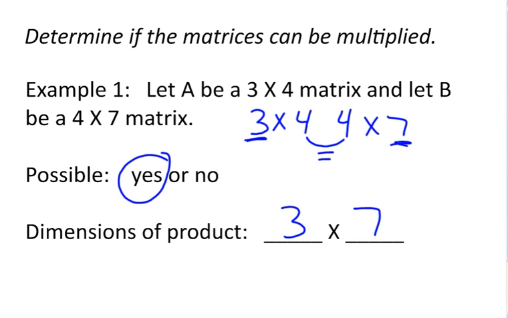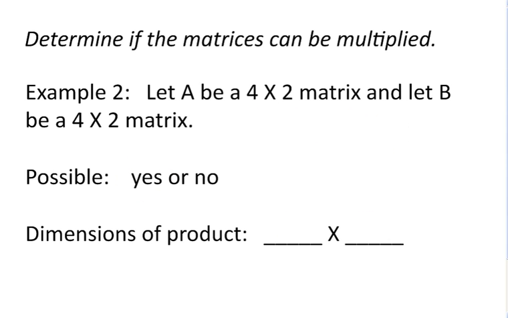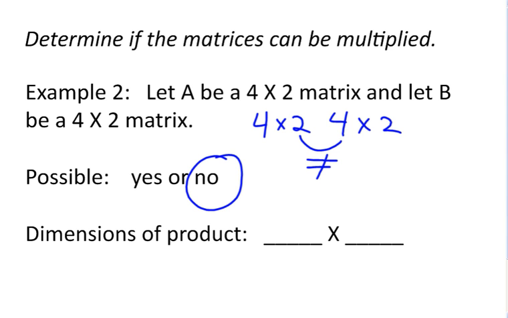All right, let's take a look at the next example. Let A be 4 by 2, so write it 4 by 2, and B is 4 by 2. So we look in the middle here, they are not equal to each other. So it's not possible to multiply these two matrices together. So there is no product. You can just leave this blank, or you can say no product. If you can't multiply, then there is no product.